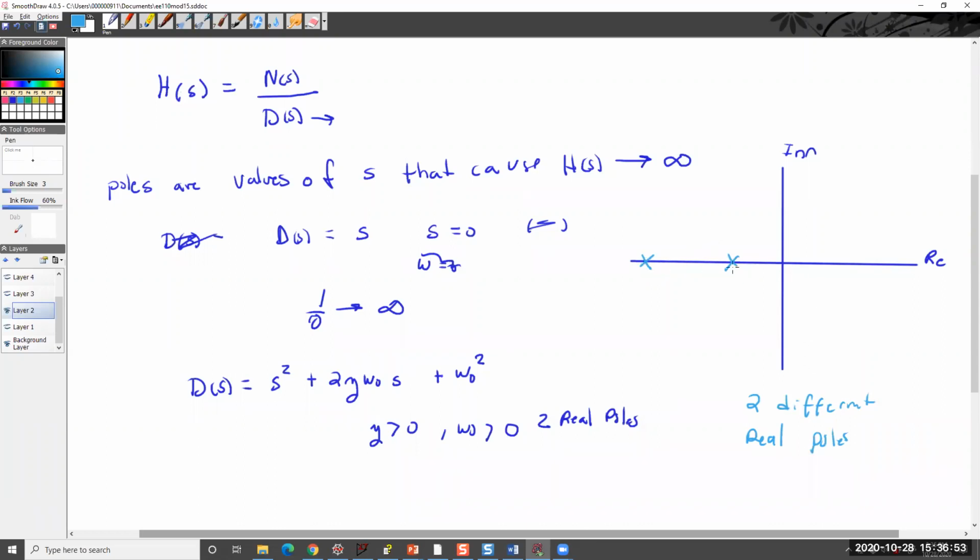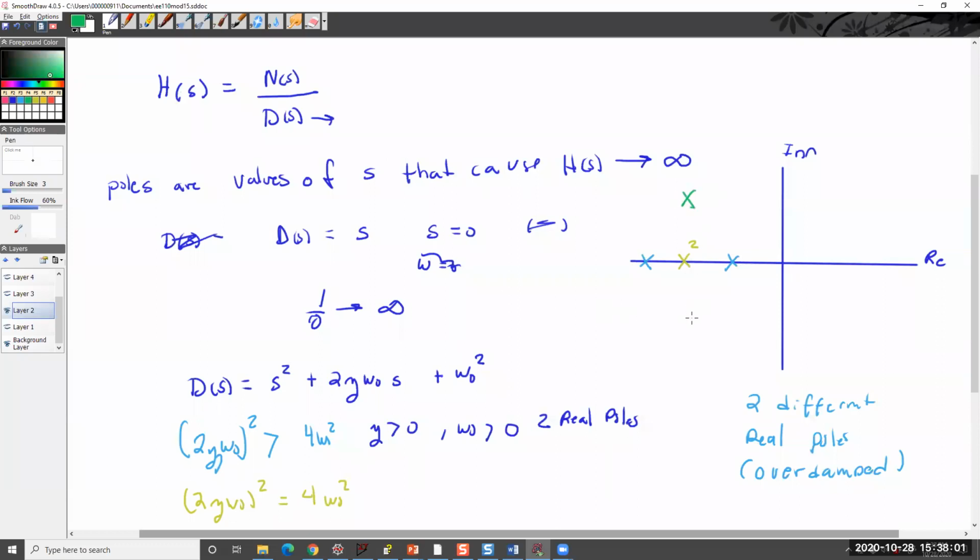In this case, I have two different real poles, and they're both on the left-hand side. What we normally call that is an overdamped system, which is really saying 2 damping factor omega naught squared is greater than, okay? Now I can have 2 repeated poles, and that's saying that 2 times the damping factor times omega naught equals 4 omega naught. But still, they're both real, and they're both less than 0.